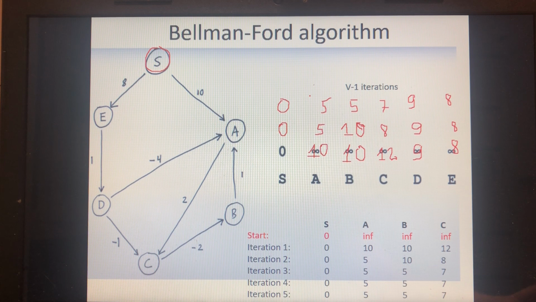Now iteration number 4, to S it is the same, to A. From A we can go where? We can go to C by 7 and we have 7. From B we can go to A by 1, so B is 5. If we add plus 1 it would be 6, well, we already have 5 so we don't need 6. From C we have 7, so from C we can go to B. 7 minus 2 would be 5, what we already have. From D, at D we have 9, so 9 minus 4 would be 5 for A, so we already have this.